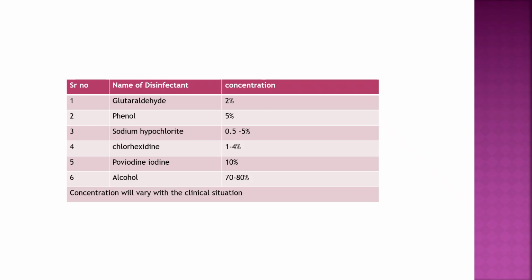This is a concentration chart: glutaraldehyde 2%, phenol 5%, sodium hypochlorite, which we use to destroy HIV doubtful stains on the floor or on any instrument. Then chlorhexidine 1 to 4%, povidone iodine 10%, usually used before surgery to clean the skin surface of the patient. Alcohol 70 to 80% that we use as a sanitizer nowadays.